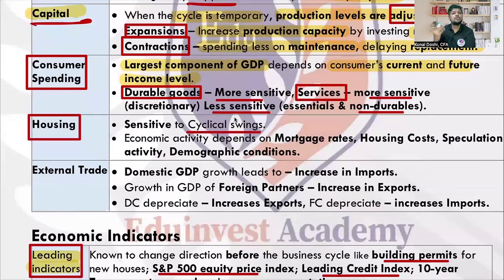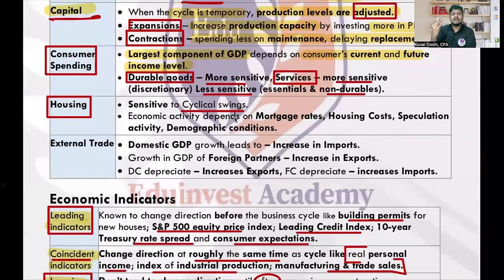Housing is very sensitive to cyclical swings. Yes, if the economy is expanding, and the monetary policy decides to keep the interest rates low, the mortgage rates will be low, not only for the buyers, but even for the suppliers. For them, the cost of production will be low. In that case, the overall housing cost will be low. There will be more speculation, and demographic conditions also make a big impact here. So all of these are the factors that will lead to increase or decrease in housing. So housing majorly depends on the business cycle and the market availability of credit and interest rates.